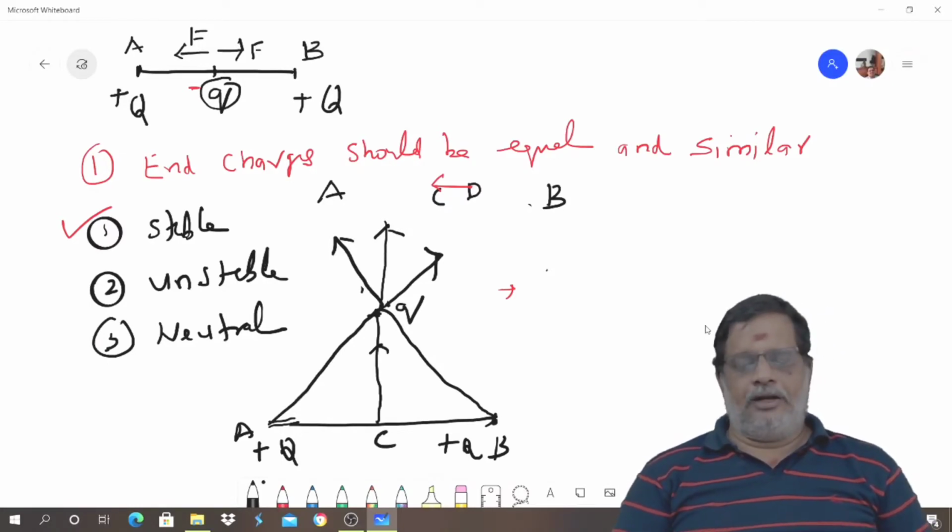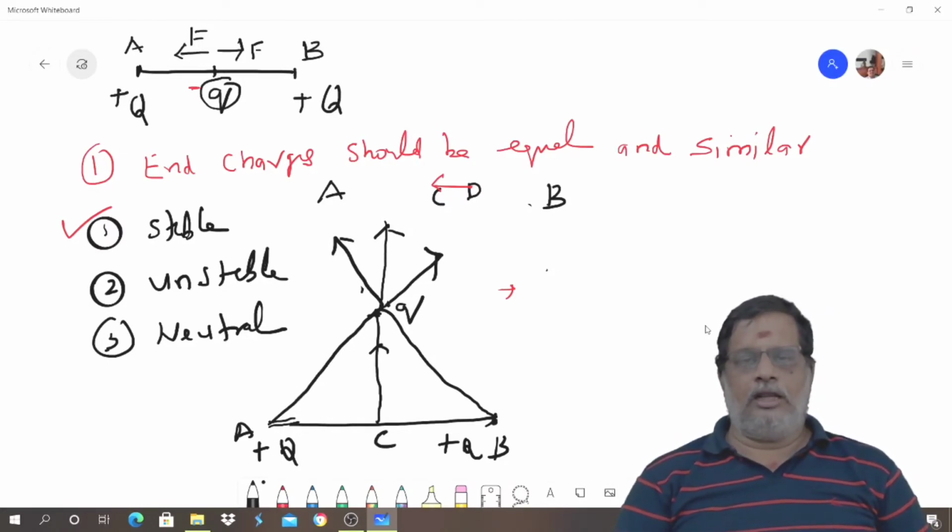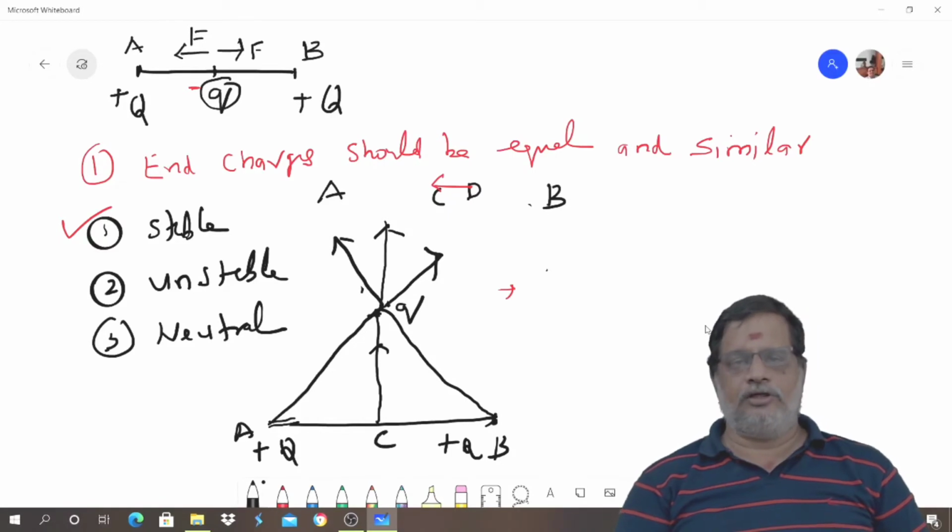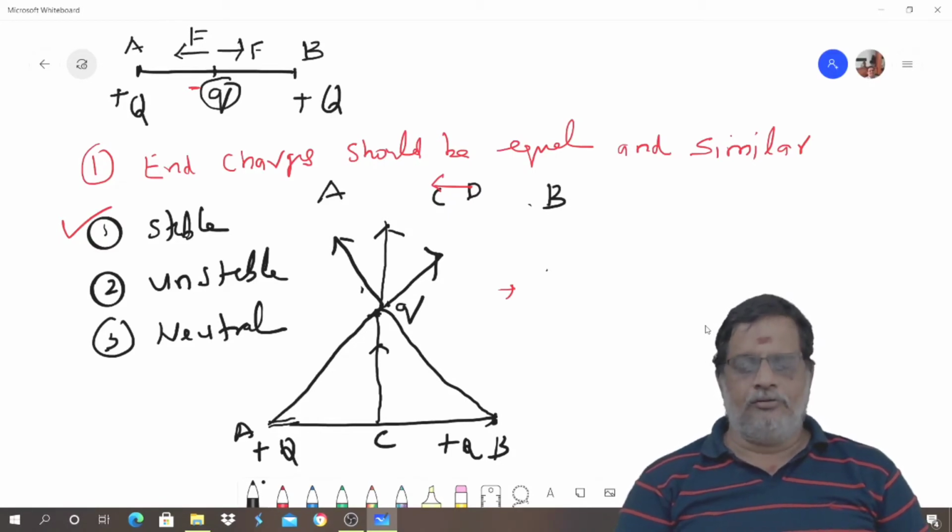So you see that when I displace this small q along the perpendicular bisector, the net force on that charge is again in the same direction as that of the displacement. So the displacement and the net force are in the same direction, which means that this is now in a position of unstable equilibrium. So for displacements perpendicular to the line joining these two charges, the equilibrium is unstable.